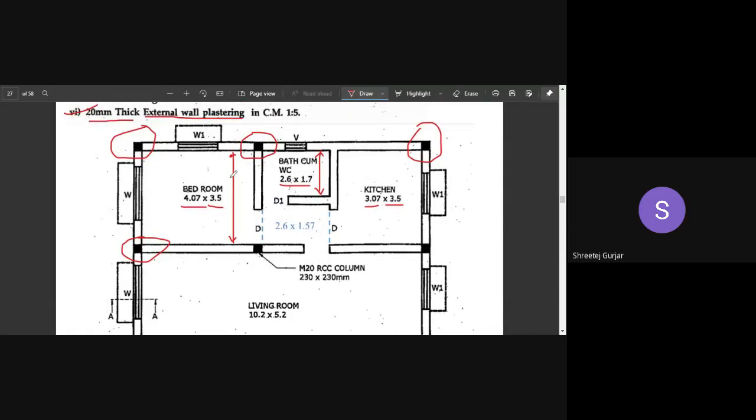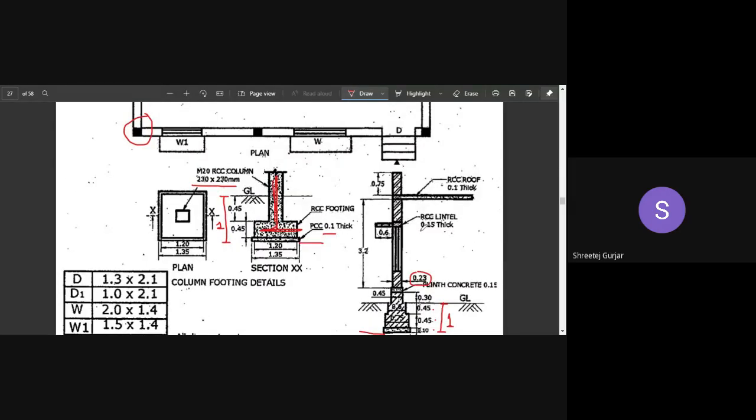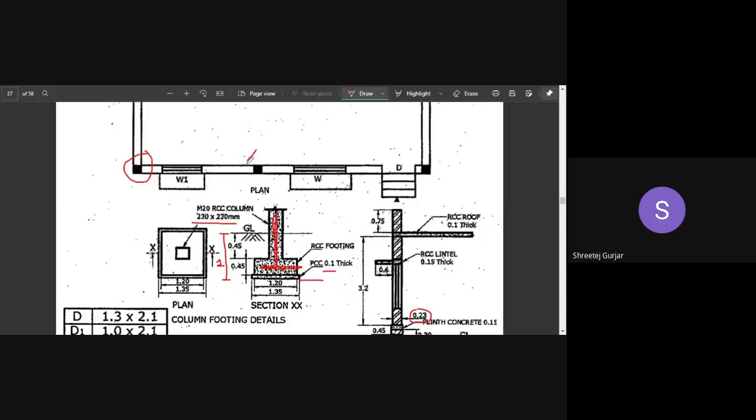You can add all of this: 4.07 plus 0.3 plus 2.6 plus, sorry, this wall is not 0.3. You can observe that this wall thickness is 0.23, which is the thickness of your column. The column is 230 by 230, and that is what is provided as your wall thickness, because your column needs to be flush with your wall. You can observe your column is exactly fitting in with your wall. It is not protruding, and it is not larger in size.